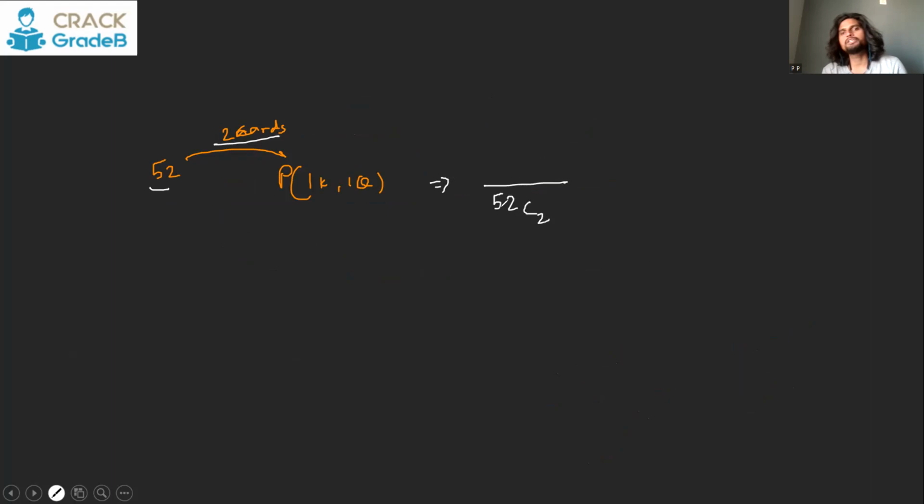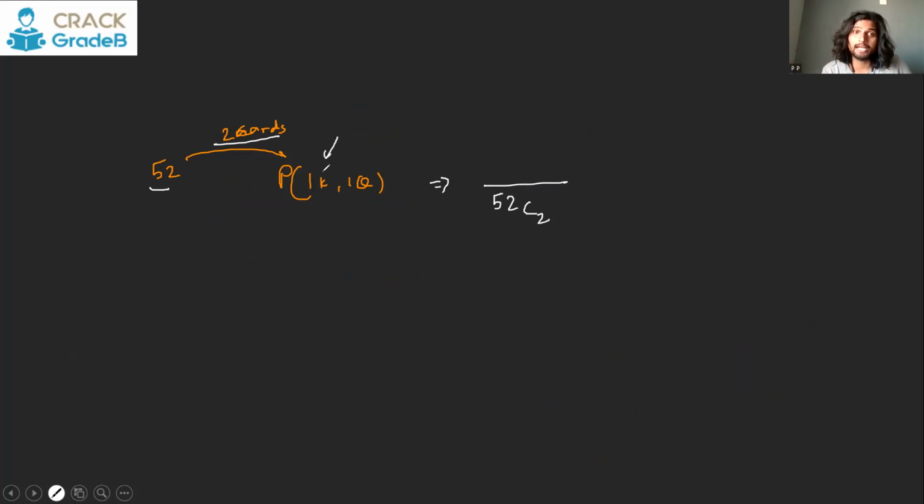Say again, out of 52 cards, you are drawing 2 cards. What is the probability of 1 king and 1 queen? If you are drawing 2, how many ways can you select 2 cards out of 52? Again, 52C2. So the denominator is going to be 52C2.